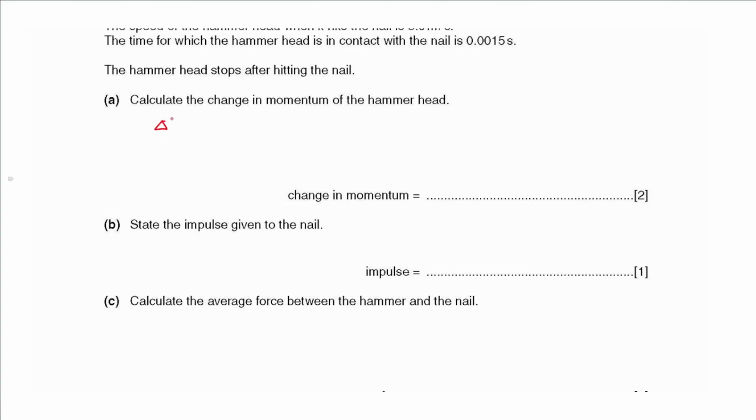We say that the change in momentum is equal to the mass multiplied by the change in velocity. So the mass is equal to 0.15, the final velocity was 0, and the initial velocity was 8. This gives an answer of negative 1.2 kilogram meters per second, or newton second. Part B says state the impulse given to the nail.